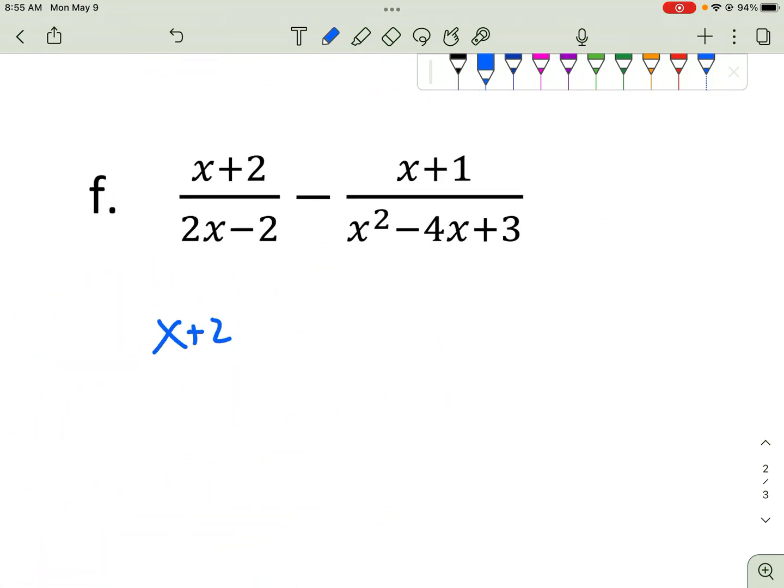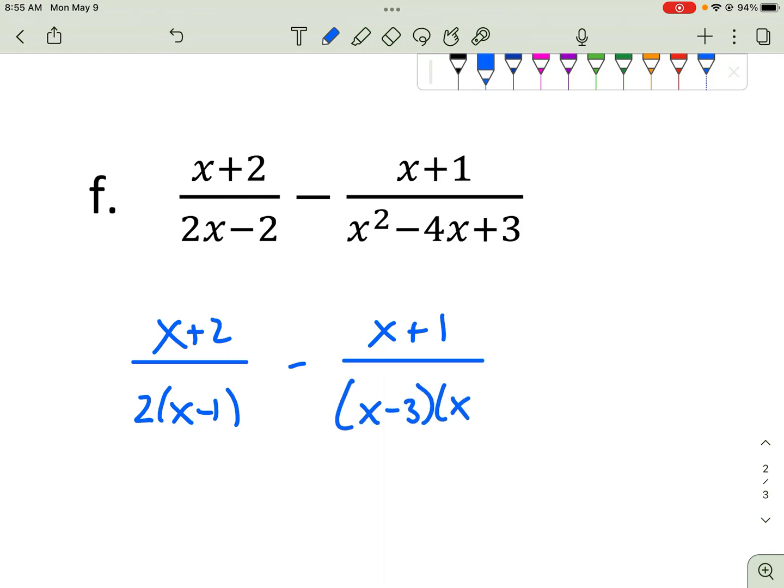We're going to factor. Take out a GCF for that first one. Minus x plus 1 over. This factors into x minus 3 times x minus 1. Okay, so we have a same factor of x minus 1 already. This is missing a 2 that this has, and this one's missing the x minus 3. So multiply the first one by x minus 3 on top and bottom. Multiply the second one by just 2 on top and bottom.